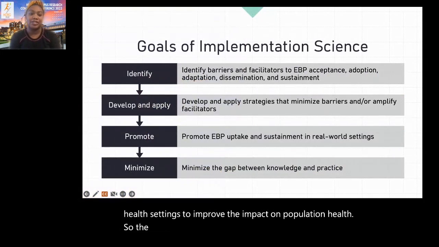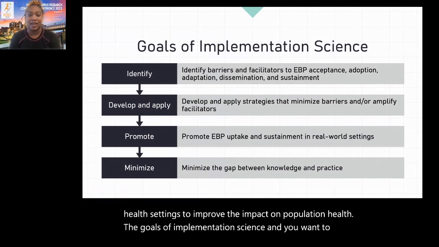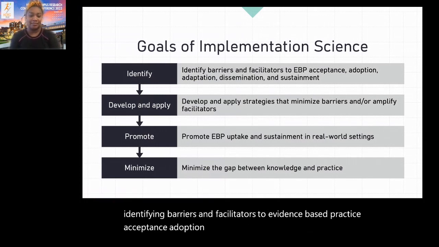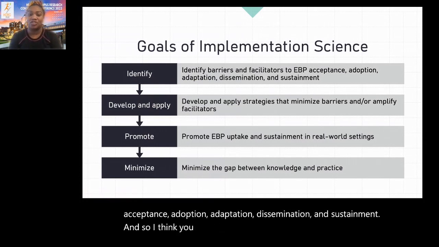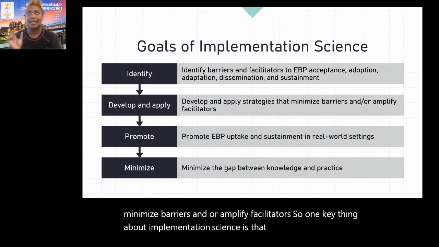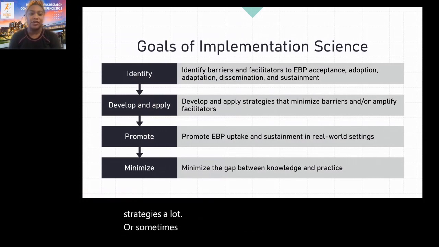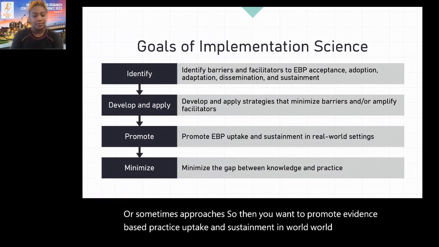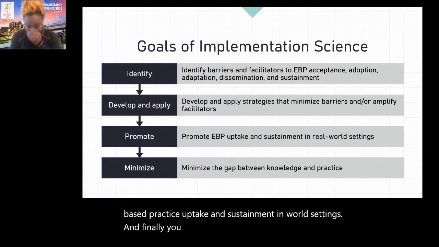The goals of implementation science: we want to start by identifying barriers and facilitators to evidence-based practice acceptance, adoption, adaptation, dissemination, and sustainment. Then you want to develop and apply strategies that minimize barriers and or amplify facilitators. One key thing about implementation science is that you're going to see the term strategies a lot, or sometimes approaches. Then you want to promote evidence-based practice uptake and sustainment in real-world settings. And finally, you want to minimize the gap between knowledge and practice.